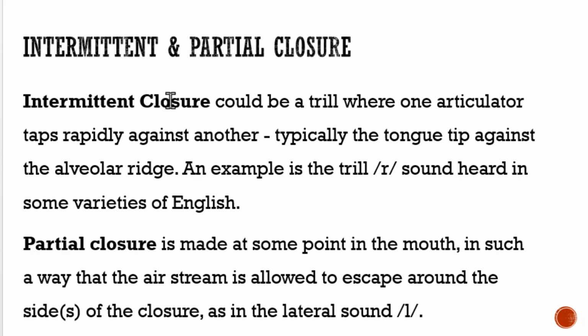So that is intermittent closure. And you can have partial closure, in which one point is partly blocked, but air flows through some other part. So the tip of the tongue presses against the alveolar ridge and air flows under the tongue, you have the L sound. That's an example for a partial closure made at one point of the mouth in a way that airstream is allowed to escape around the sides of the closure. And that is why L is called a lateral sound. Air escapes laterally.